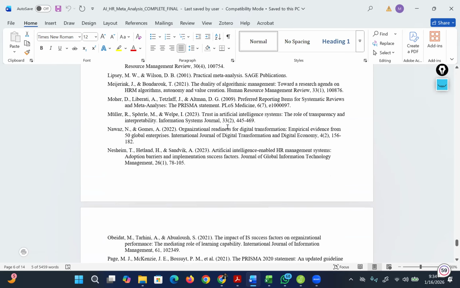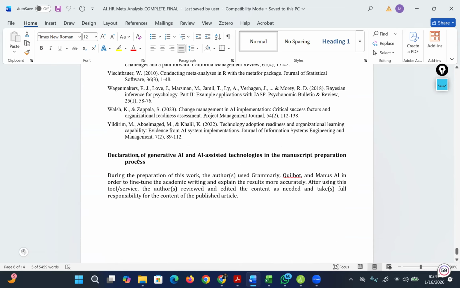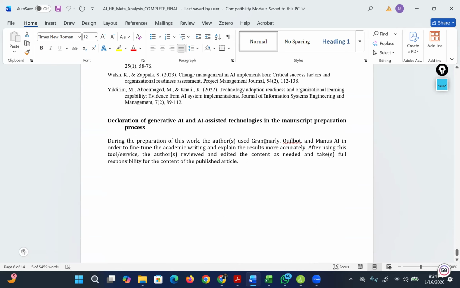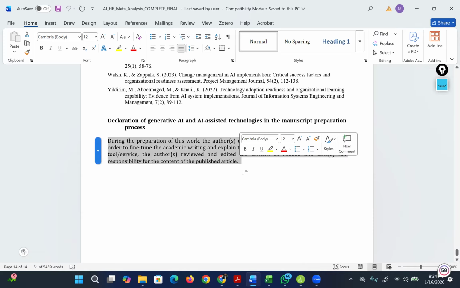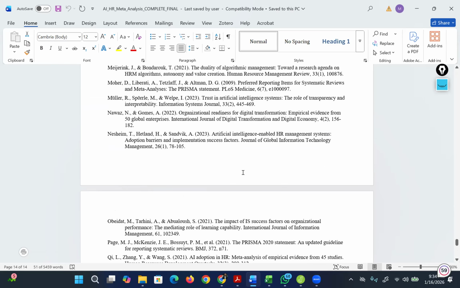Then I write the references that I have chosen. Then we have the declaration of AI, which is very important. I declared the AI that I have used, Grammarly, Quillbot, Manus AI, in order to fine tune my academic writing and explain the results more accurately. So this declaration shows that you are honest and ethically sound, and Q1 journals, especially the Elsevier Q1 journals, like it very much. So you have to declare how much percentage of AI you have used and for what purposes you have used it in your study.